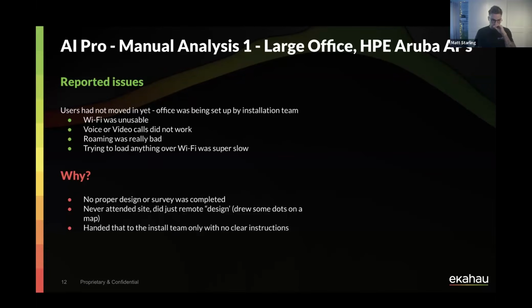So why was that? Well, we're going to take a look at it together and analyze the file in AI Pro. But what it drills down to is that the person that did the design for this network never actually went to the site. They never even did a predictive model in Ekahau. They never did a survey.